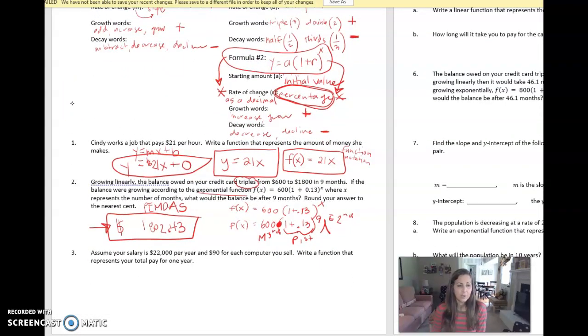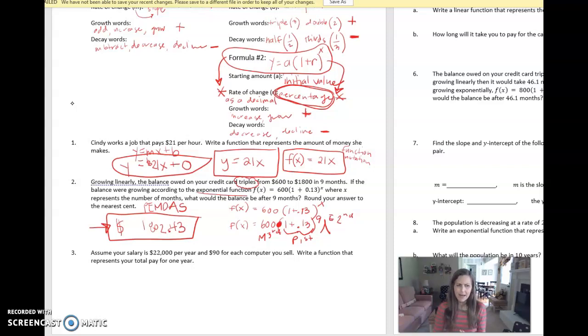Assume your salary is $22,000 per year and $900 for each computer you sell. Write a function that represents your total pay. Well, this was kind of tricky because I don't really hear a specific giveaway whether or not it's linear or exponential, but let's look more closely. I don't hear a multiplier. I don't hear third. I don't hear cubed. I don't hear triple. I don't hear half.